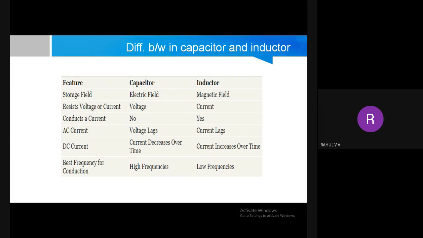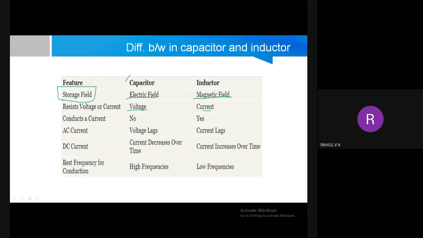Okay, now let us compare capacitance and inductance. First point is based on storage field: how energy is stored. A capacitor stores energy in an electric field, an inductor stores energy in a magnetic field. Second one is resisting voltage or current. A capacitor resists voltage, an inductor resists current.